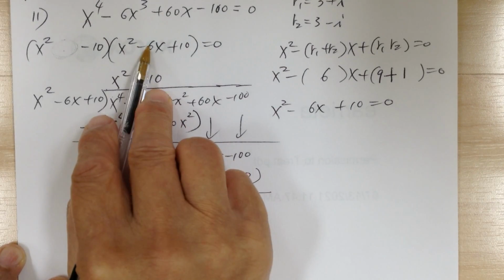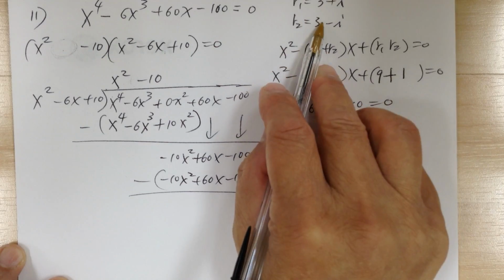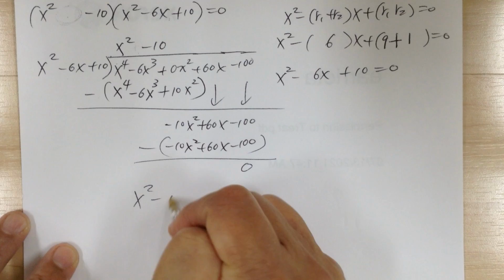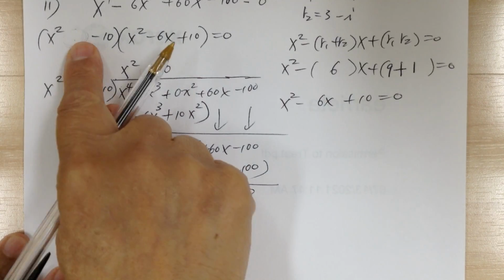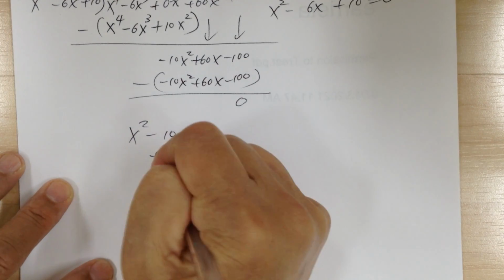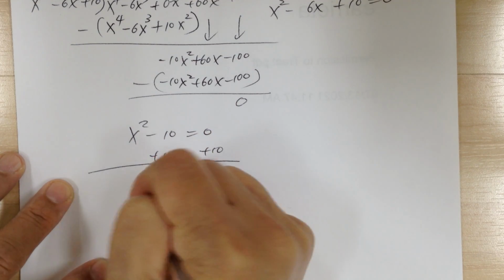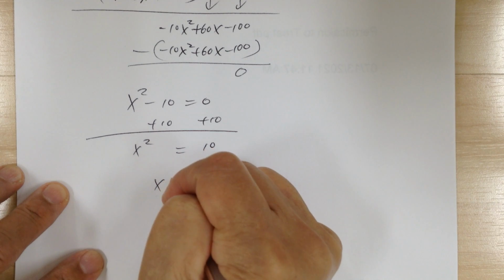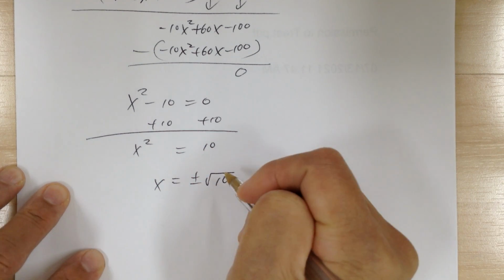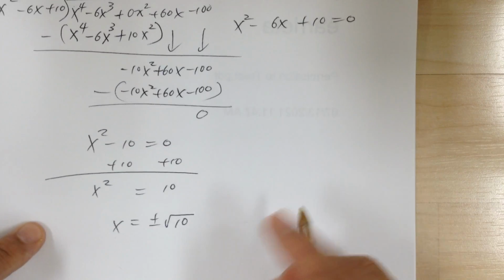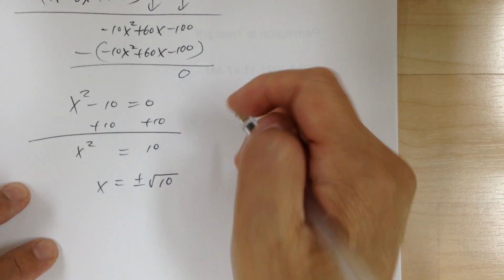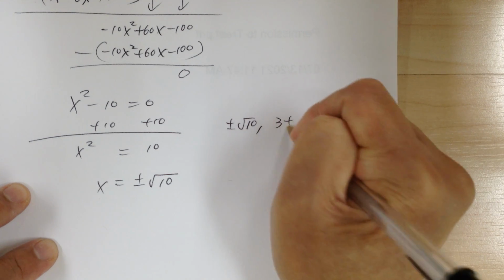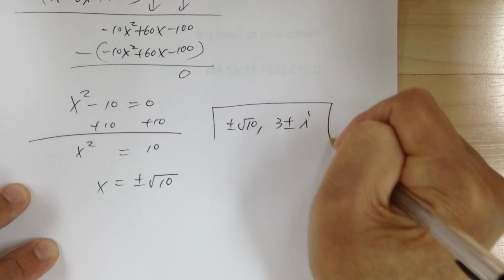Okay, so again, this will give you these two answers. So we have to get the answer from here. Okay, so you got x squared minus 10 equal to 0. Again, this came from here. So plus 10 on both sides. So you got x squared equal to 10. Take the square root, so x equals plus or minus square root of 10. Okay, so now we got all the answers. So one pair of answers would be plus or minus square root of 10. Then you're going to have 3 plus or minus i. So those are your 4 answers.